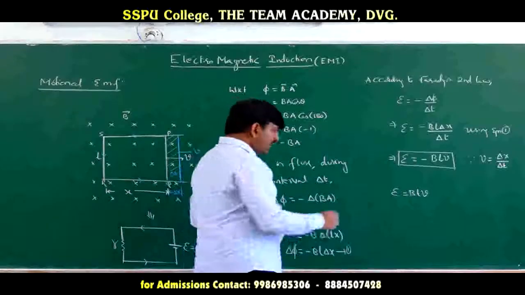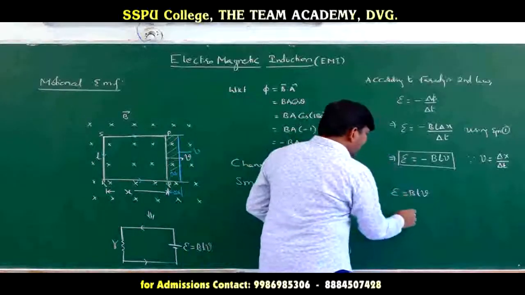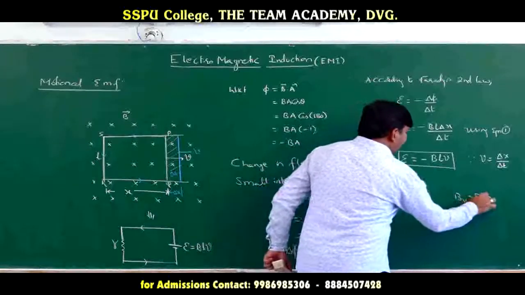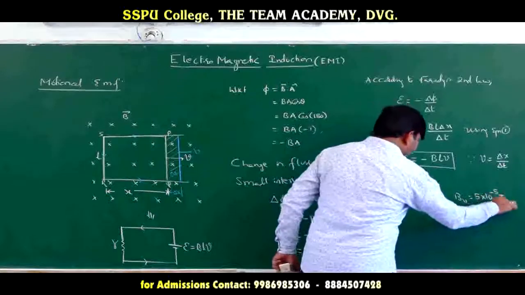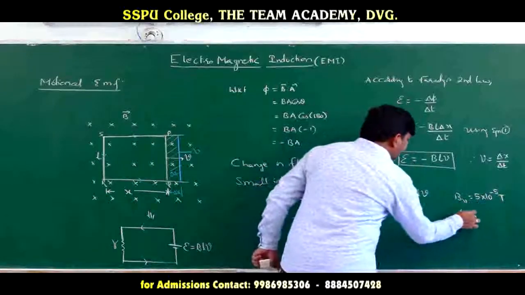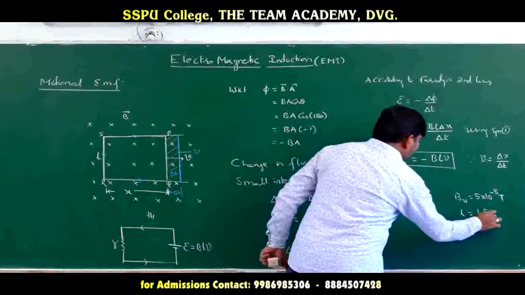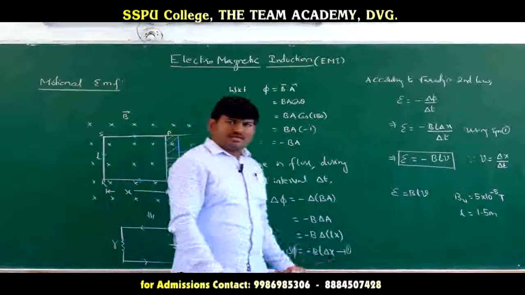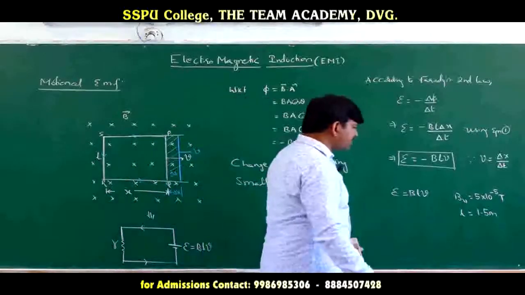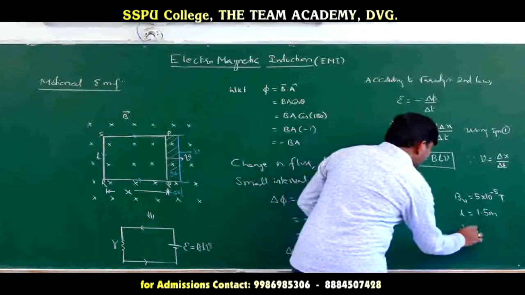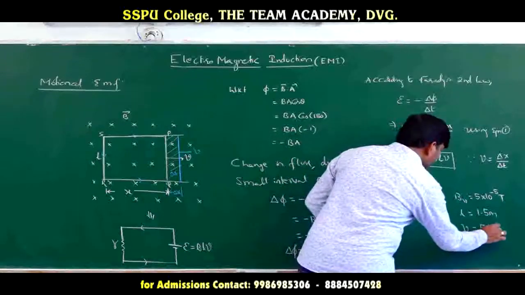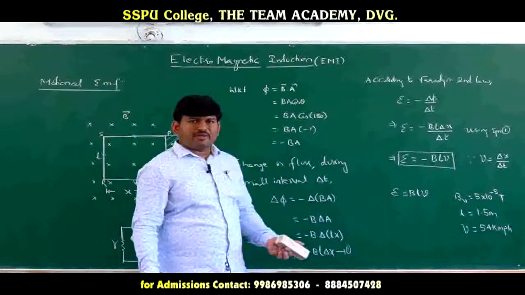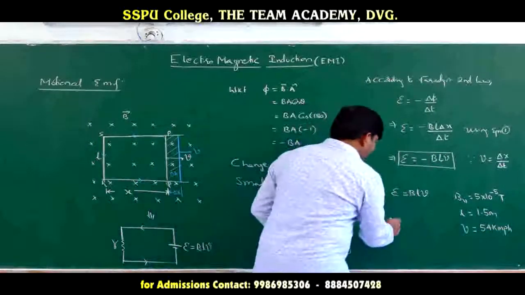Suppose I take the vertical component of the earth's magnetic field as some 5 × 10^-5 Tesla. And the length of the axle, you take it as 1.5 meter. Length of axle means the perpendicular separation between the two rails of the railway track, 1.5 meter. And if the train runs with the speed of 54 kilometer per hour, what is the induced EMF between the two ends of the axle is the question.